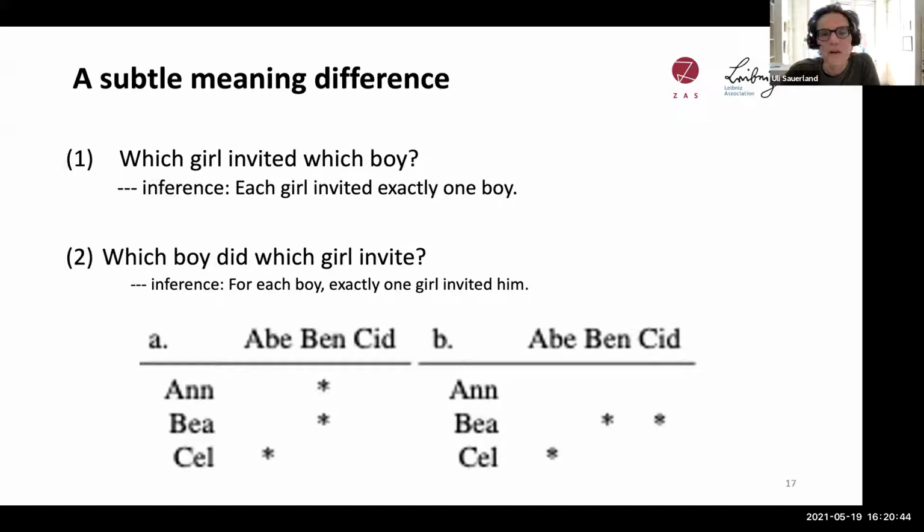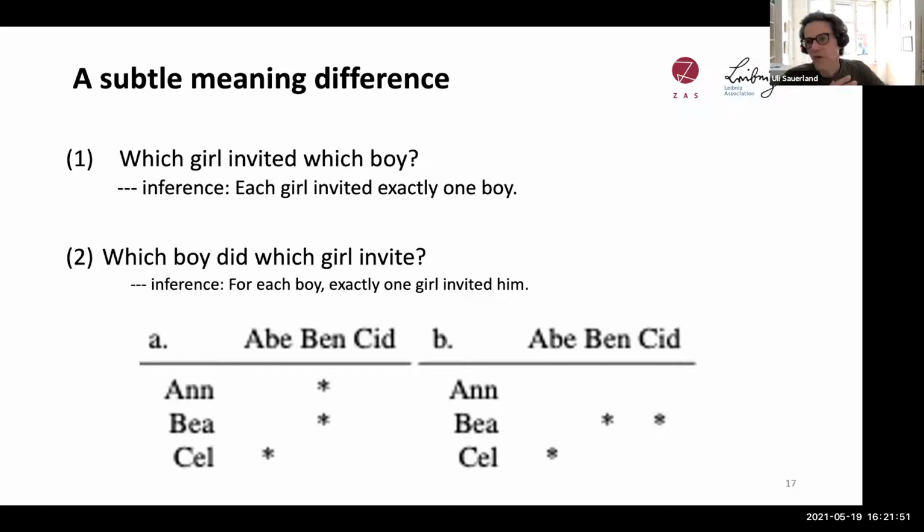These are in 1 and 2. Which girl invited which boy, versus which boy did which girl invite. People who have thought about the meaning of questions in English have observed that there is a subtle difference in meaning between these two. Namely, the first one tells you each girl invited exactly one boy, or it presupposes that. The second one tells you for each boy exactly one girl invited him. This is slightly fuzzy, unfortunately. The tables in A and B illustrate in A a scenario where these three girls, Anne, Bia, and Cell, each invited one boy, but not each boy was invited by one girl. So that would be a situation where question one would be a good question to ask, but question two would not work.